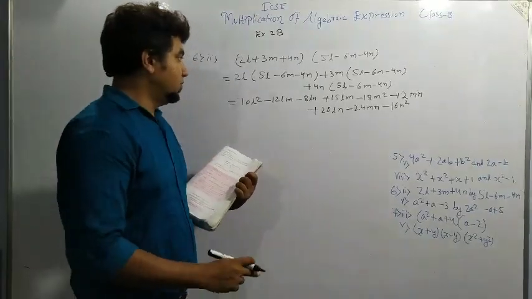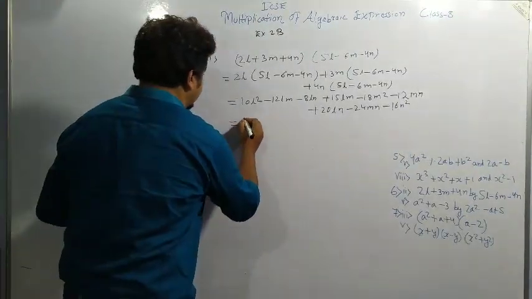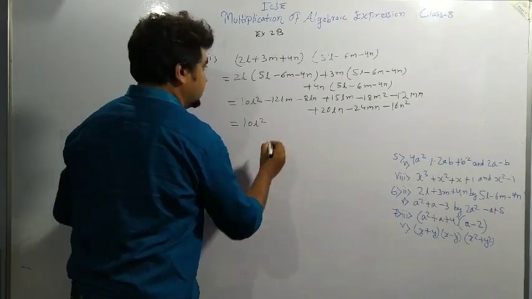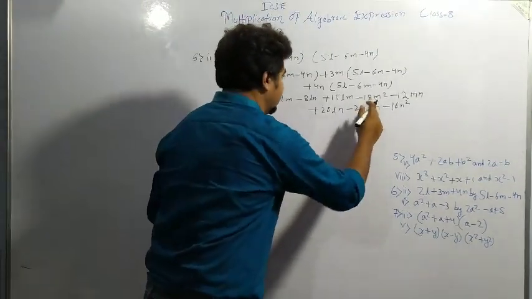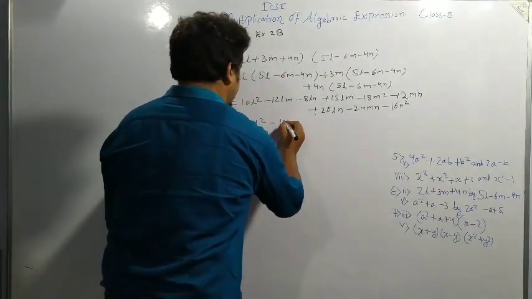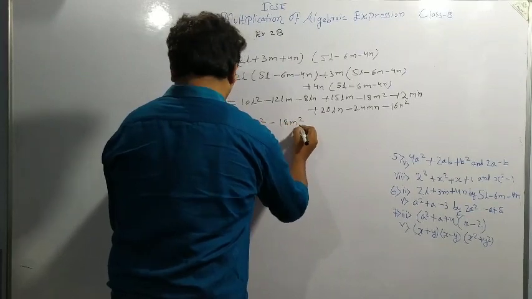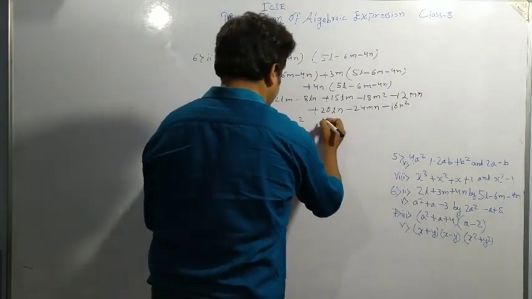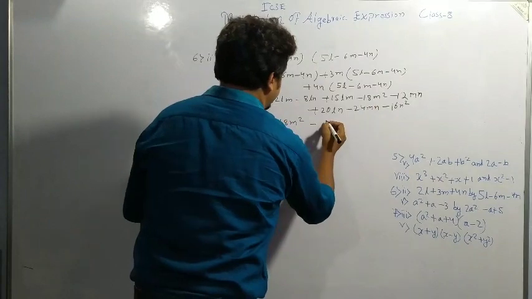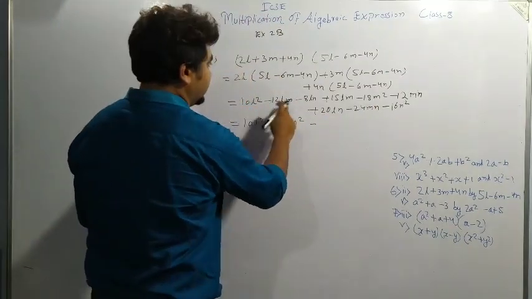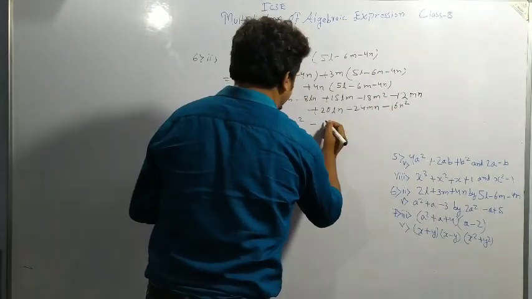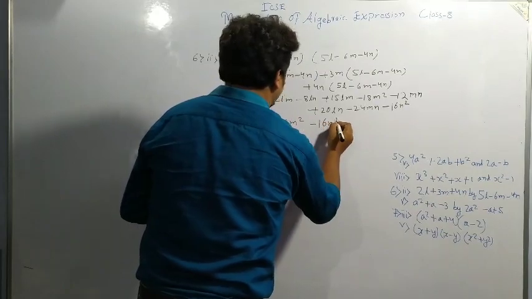So what are the terms which are like terms? We are able to see. First of all, I can write 10L square. Then here it is given minus 18 M square. Then it is given minus, we can write here 10L square. One more L square is minus 16N square.